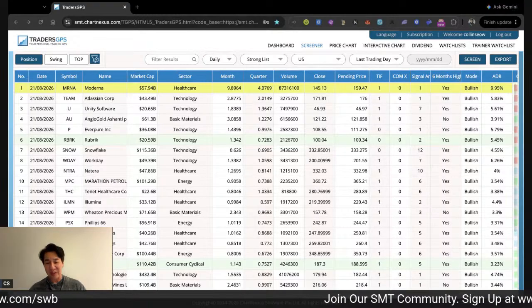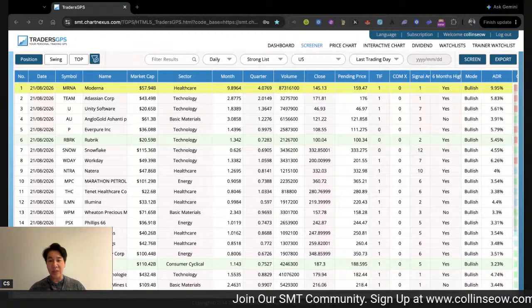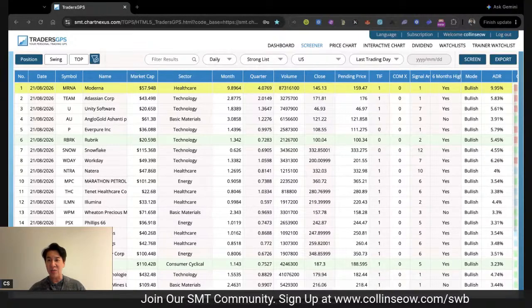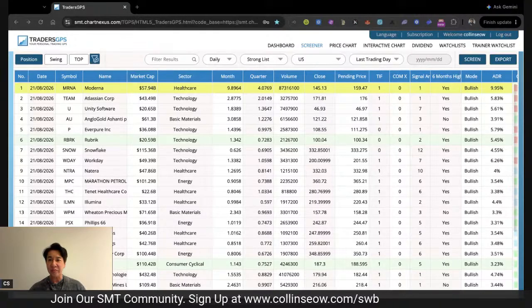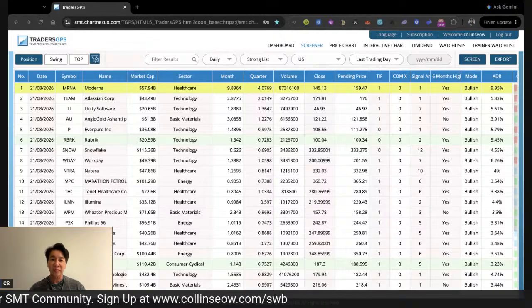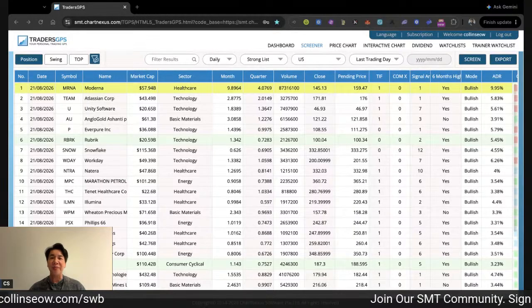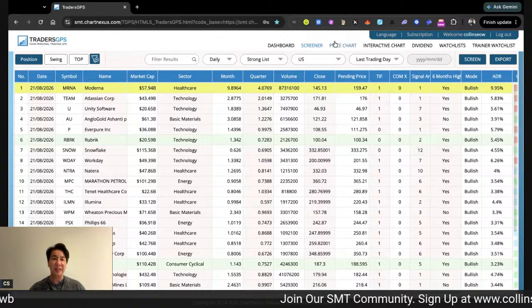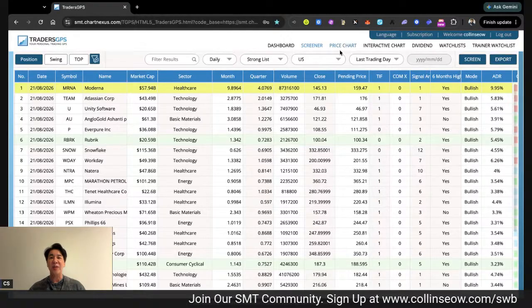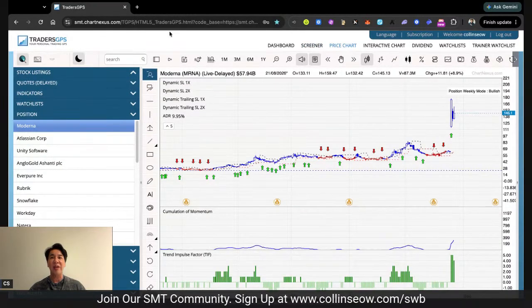Okay, so let's go through the first thing. Let's go through the index first. For the index, we're going to go to the S&P 500.